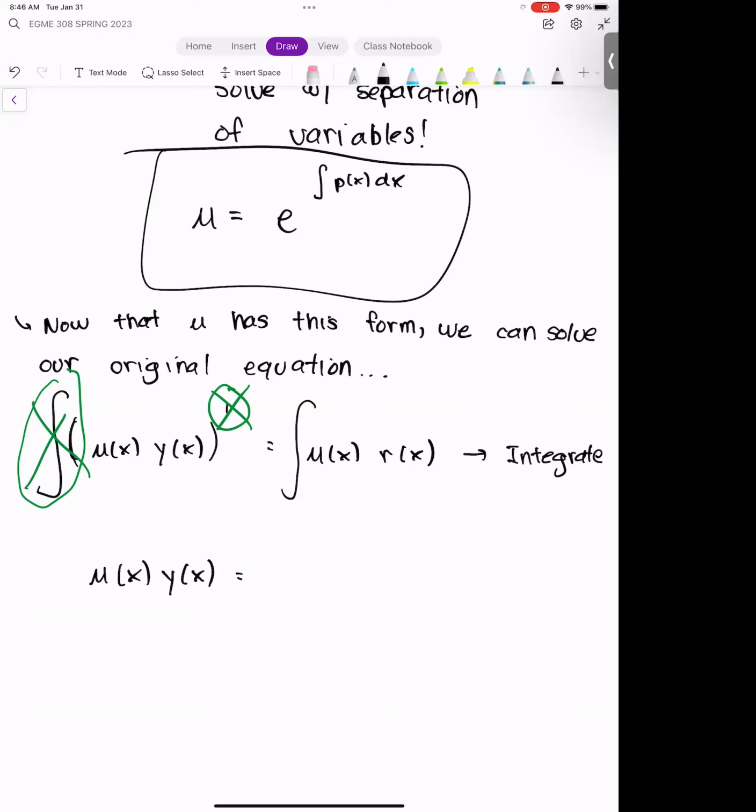And on the right-hand side, we can't really simplify this any further right now because we haven't specified what r of x is. We haven't even specified what p of x is. And so I'm just going to leave that in integral form. But I am going to add my arbitrary constant. Remember, whenever we do an indefinite integral, we have to add our arbitrary constant.